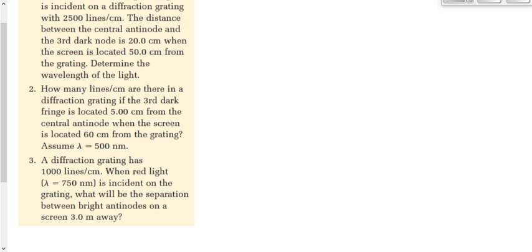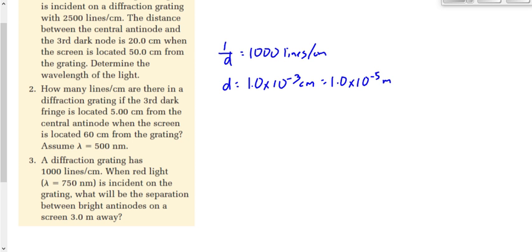All right, finally, number 3 says a diffraction grating has 1,000 lines per centimeter. That's 1 over d. We're going to make that d. d would be 1.0 times 10 to the negative 3 centimeters, right? 1 over 1,000. Or we could make it 1.0 times 10 to the minus 5 meters. So get d in meters, but get it in centimeters first. Our wavelength here is 750 times 10 to the minus 9 meters.